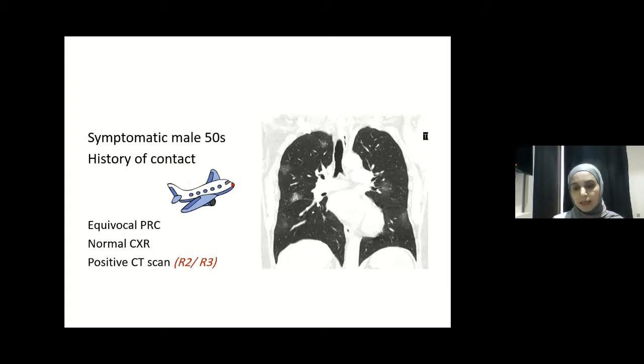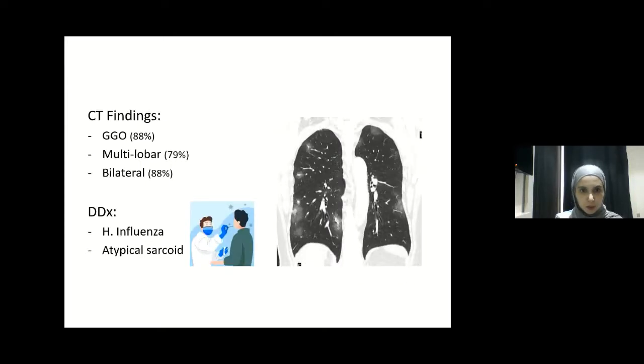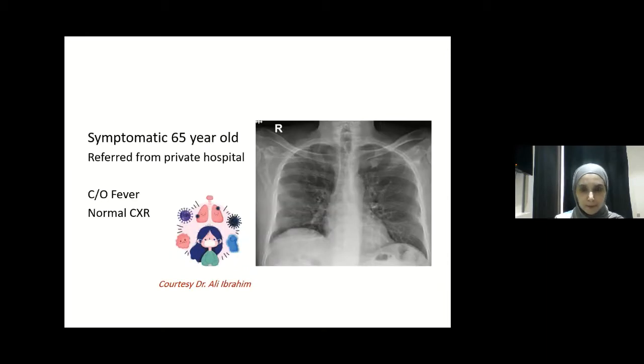CT was done and it showed a typical finding of COVID pneumonia, bilateral, scattered ground glass opacification, and it's mainly seen along the peribronchovascular distribution. In the non-COVID era, we can consider other differential diagnoses such as atypical pneumonia, especially Haemophilus influenzae, and atypical sarcoids can also present on CT with similar findings.